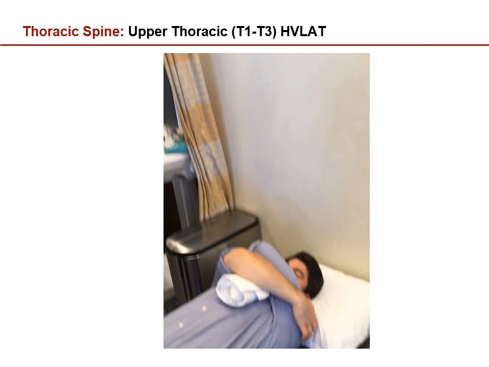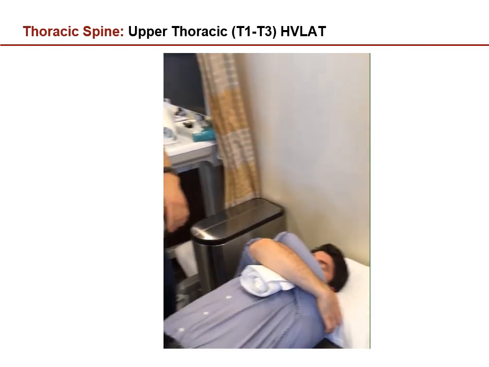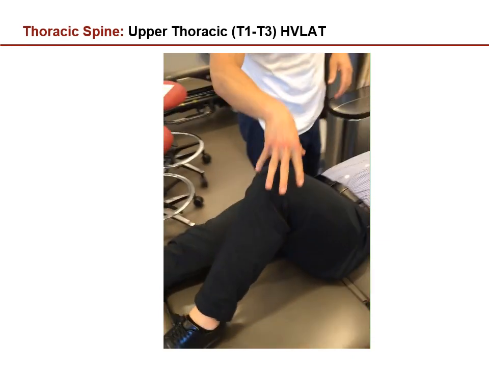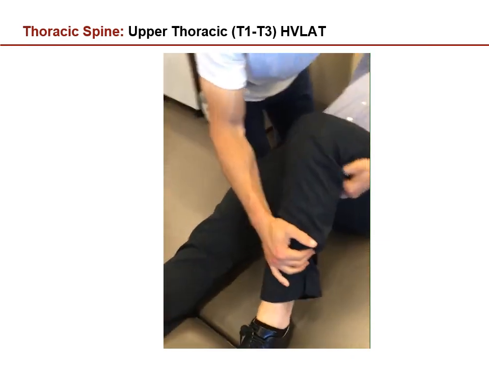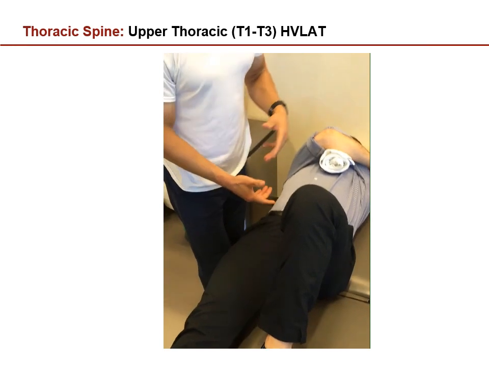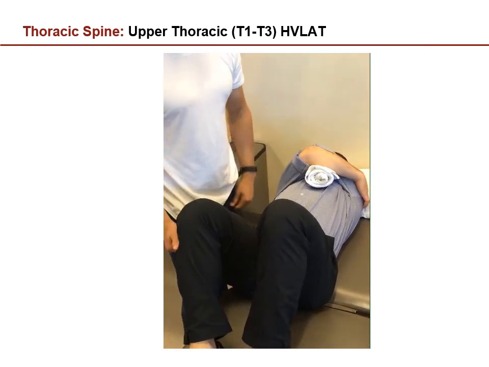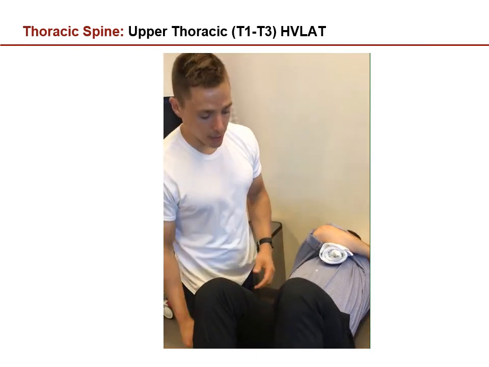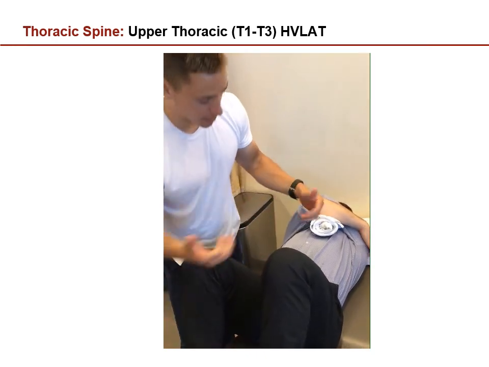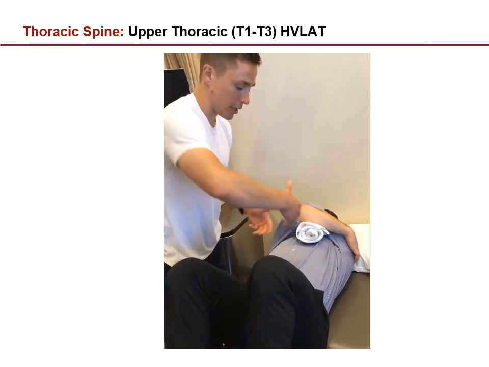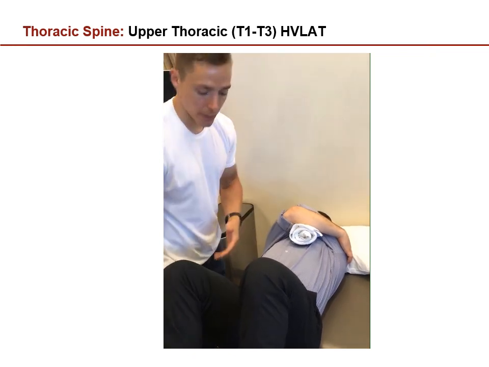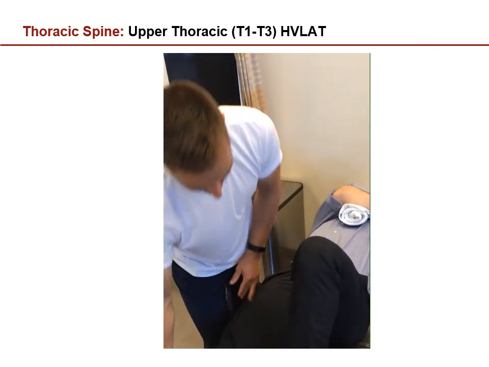So here is the upper thoracic T1 to T3 HVLAT. Set up with the one leg extended, the far leg is going to be flexed. You can add or reduce tension by, so if I pull up, that's going to release tension, or if I pull down, it's going to increase tension because the thoracolumbar junction is going to pull, or fascia is going to pull. Otherwise, this is going to be the position.